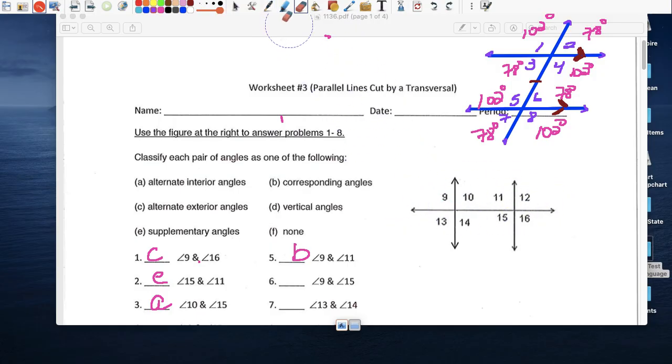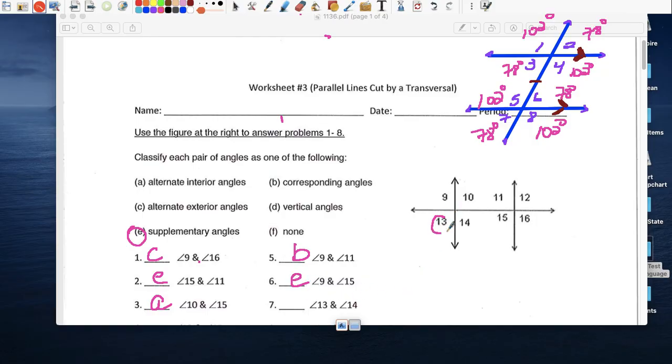So 9 and 15. They really don't have any names, right? There's no special name for those two. They're not corresponding. They're not alternate exterior. Could they be supplementary? If I add 9 and 15 together, would they be supplementary? Adding 9 and 15 would be like adding angle 2 and angle 5. 9 and 15 probably are supplementary. Take it back, the sum of those two angles equals 180.